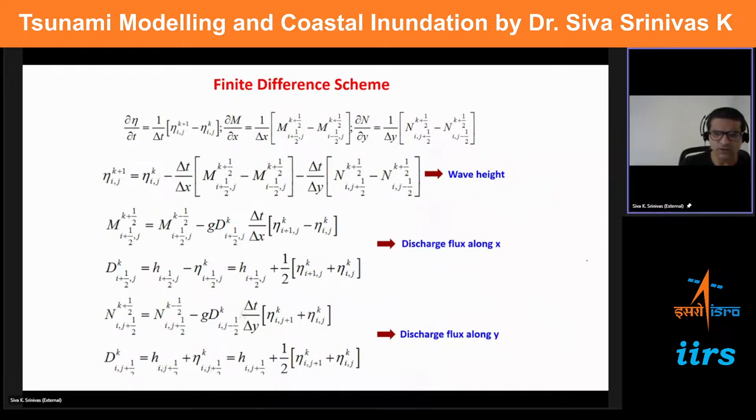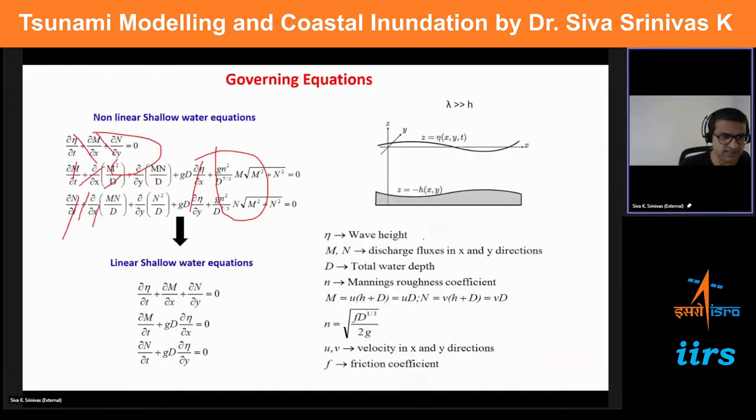Simple. We know the basic Taylor's formula, where df by dx can be written as f of x plus h minus f of x by h, the first order differentiation formula. So here these differentials are replaced with the Taylor formulas. Unknowns are kept on the left sides. Knowns are shifted to the right sides, and then we solve it.